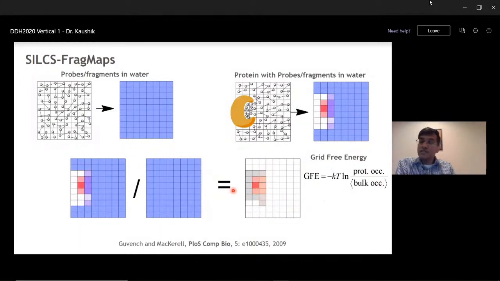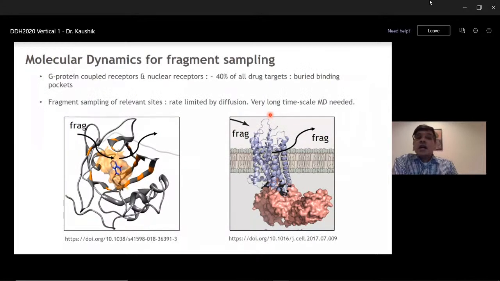And then you normalize this. So you normalize the count that you've registered in the presence of the protein by the count that you would get in the absence of the protein, and that would then lead you to what's called a grid free energy. So this is how SILKS is basically taking in and accounting for or evaluating the affinity patterns of these different probe molecules on a given protein surface.